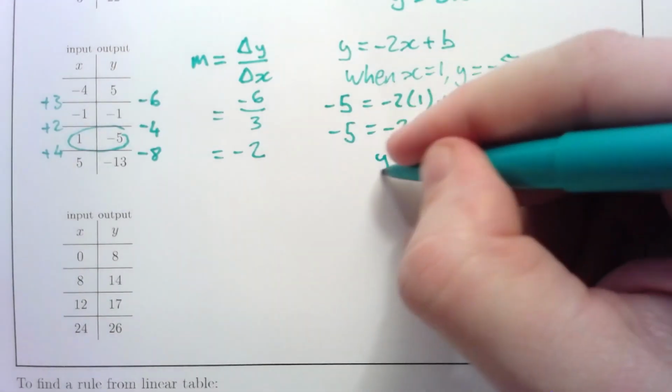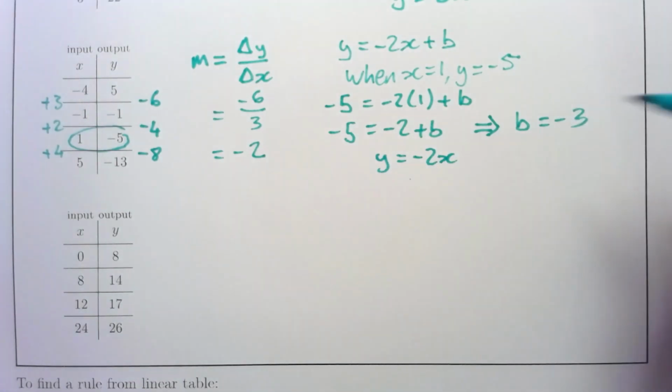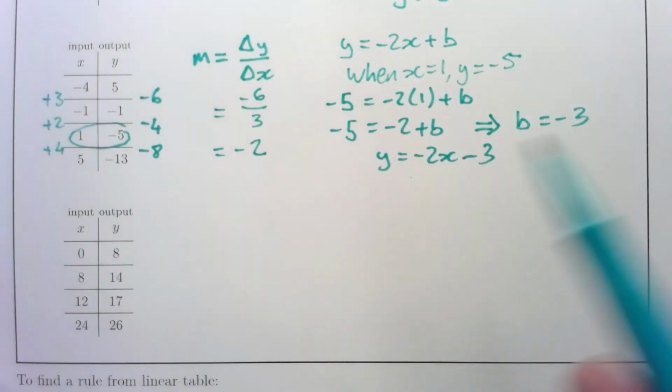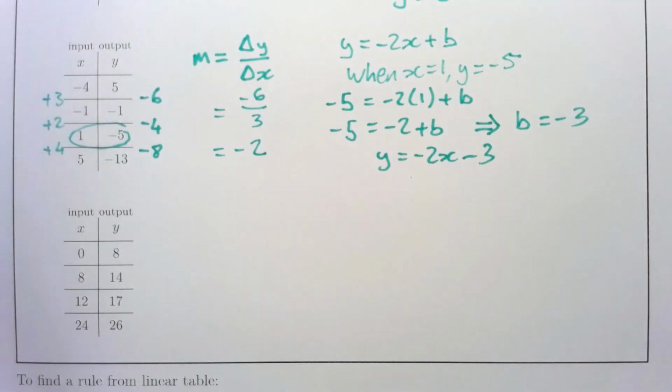So there's our rule. Y equals -2x. Now I could write plus -3, but I'm going to write it as take 3 because that's a bit more concise. Now again, we should double check that that makes sense. So I'm going to leave that to you to check that this rule does actually work with the entries in this table.